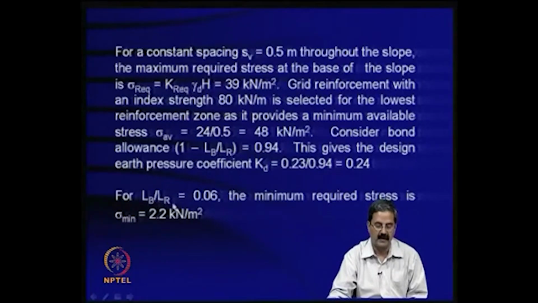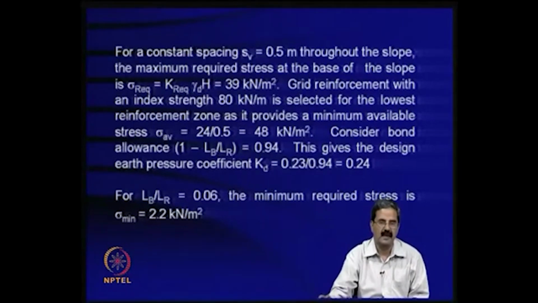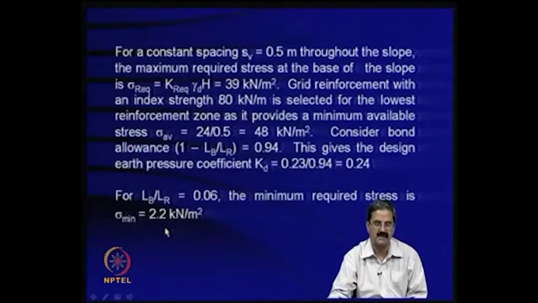And for LB by LR equal to 0.06, the minimum required, there is another computation that we have, given in my book, and the minimum required stress, sigma minimum, is 2.2. Like I said, at the top also you have some minimum stress, it cannot be 0. If you are simply placing with hand and other things, you have a minimum stress, but if you have compaction, it can be much higher, like 100 kPa. Now, what you have is about 2.2 kPa, which is a very small number.